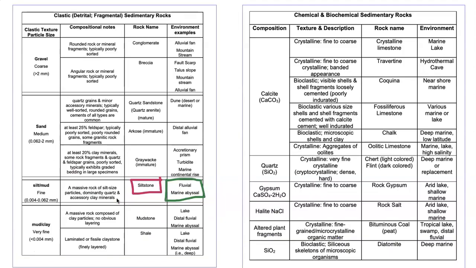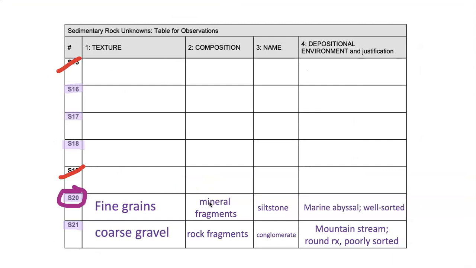And then the depositional environment here, again, is giving us two choices. Fluvial, which means deposited by a river, or marine abyssal, which means very deep in the ocean. Abyssal means deep. And because we don't see any cross beds or structures, I'm going to go with the marine abyssal. And my justification is that this is a very well sorted rock.